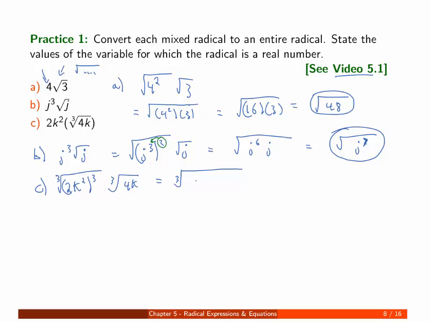2 cubed, so I'm looking at this guy right here. 2 cubed is 8, and then we have k to the 6th, and this is all times 4k. Okay. 4 times 8 is 32, and k to the 7. There you go. So it's pretty basic. Okay, you just have to go slow, make no mistakes, and you'll be fine with this.